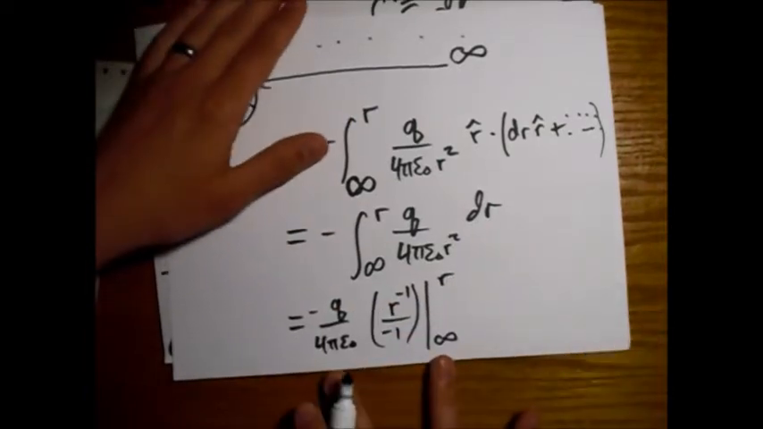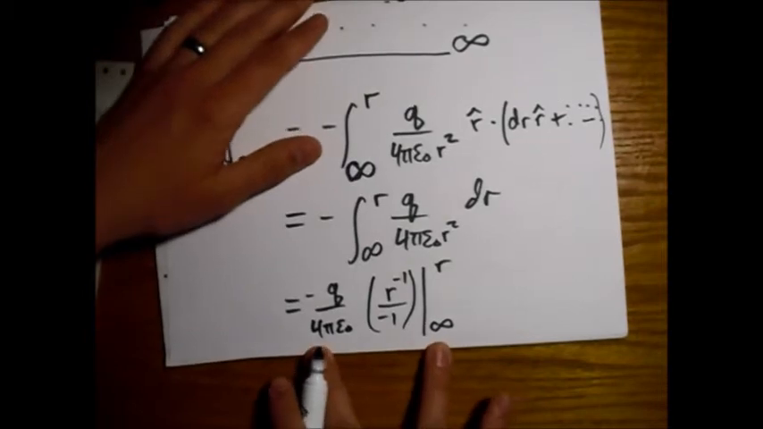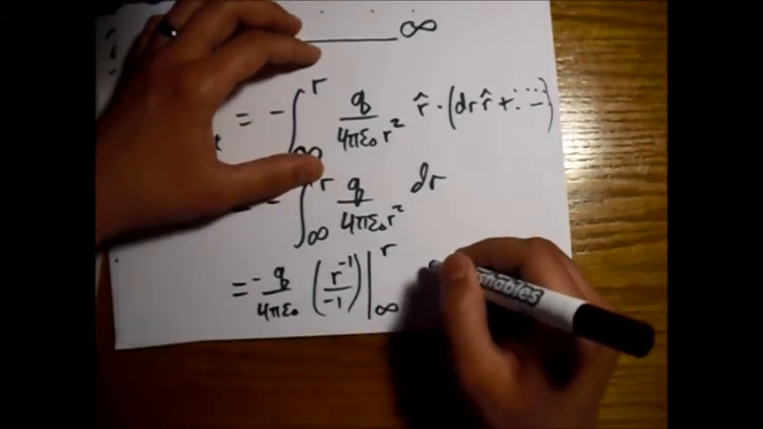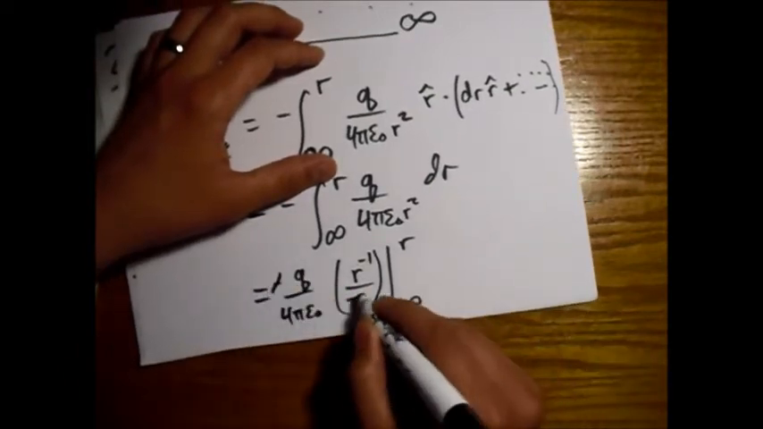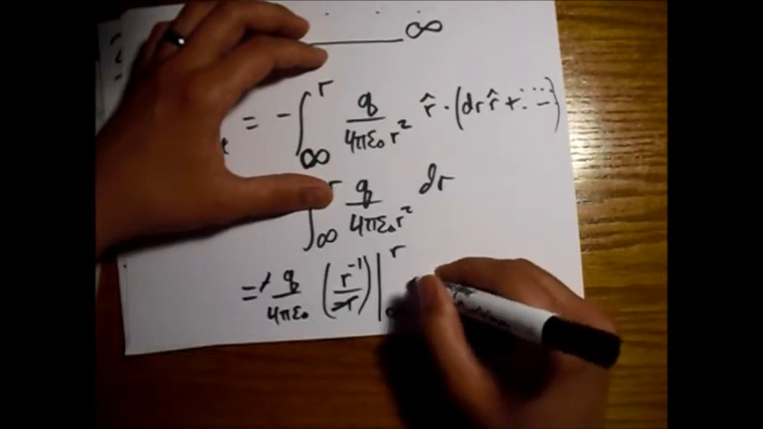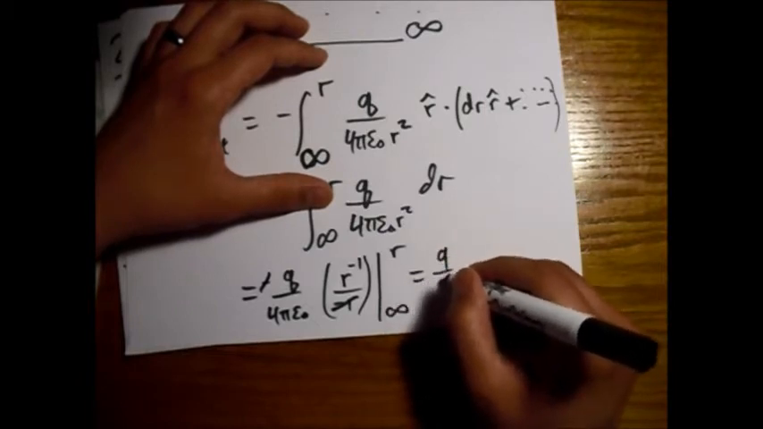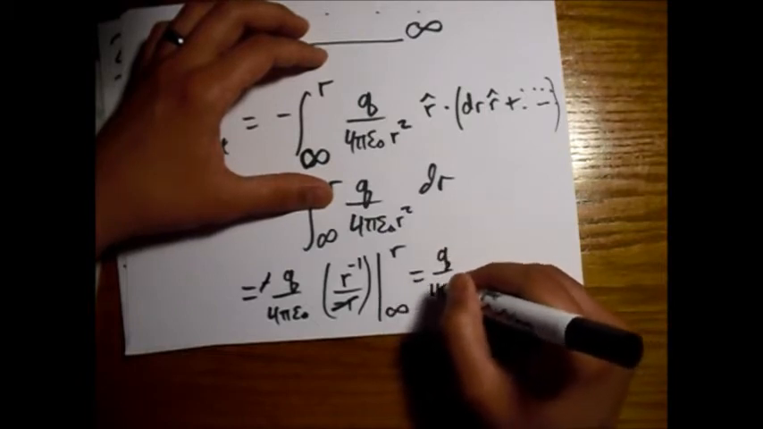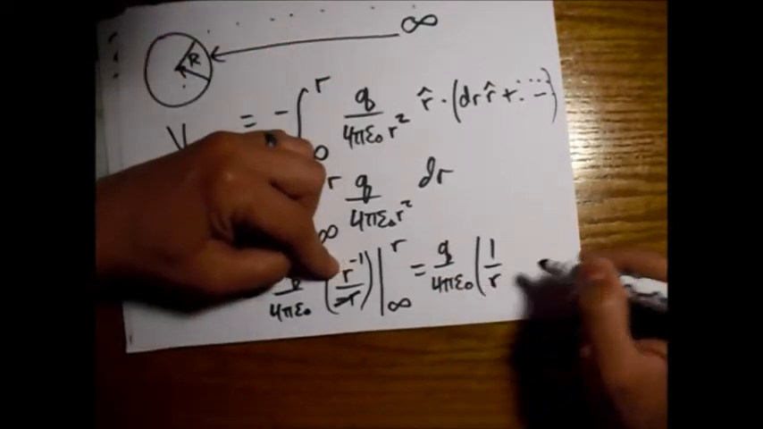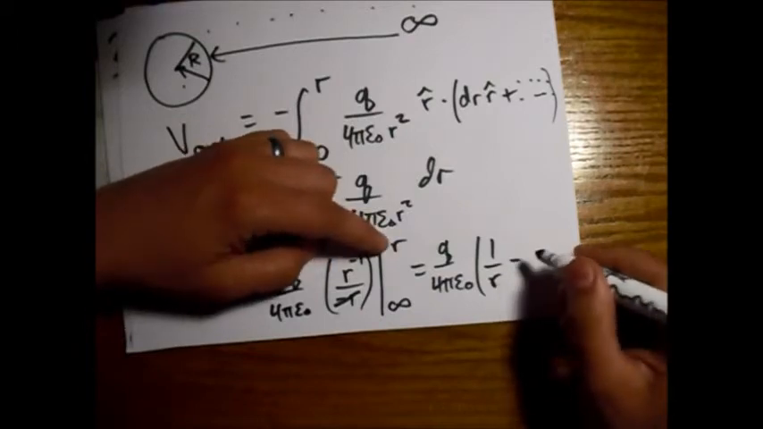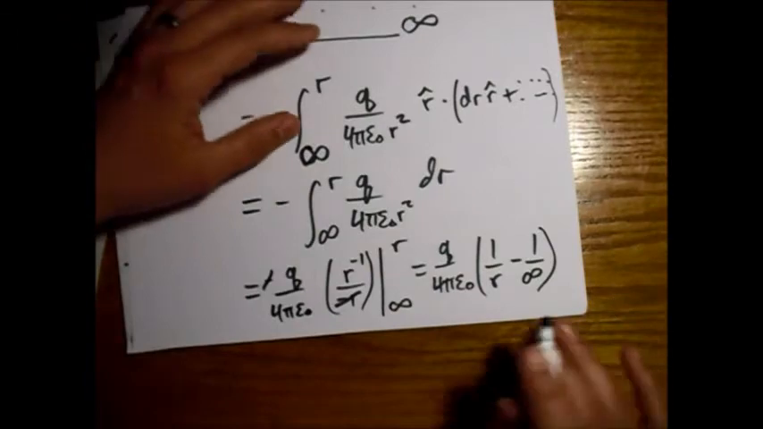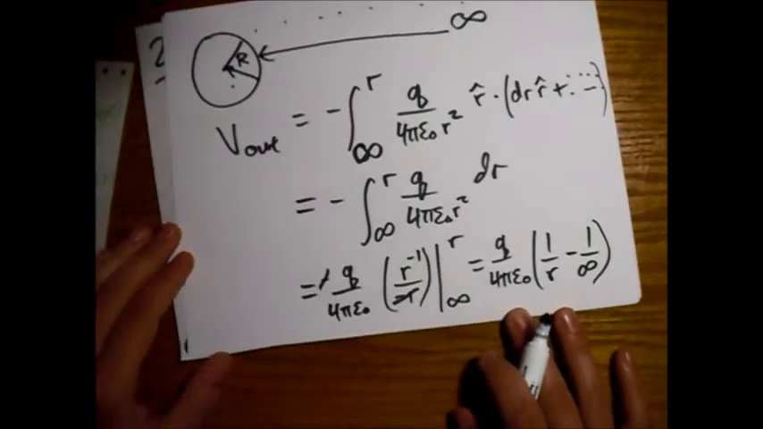All right, so here's our expression. We just have to clean it up a little bit. So this minus sign will cancel with this minus sign, and we end up with constants out front, Q over 4 pi epsilon naught. And we have a 1 over R, or R to the minus 1, minus 1 over infinity, which is 0.